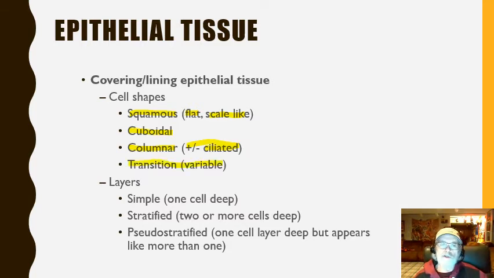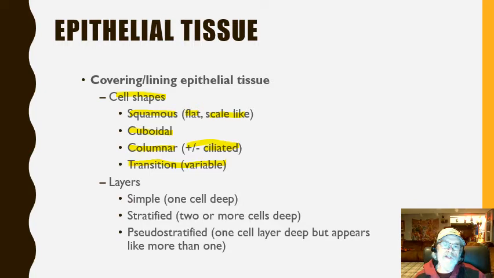And transitional cells. Transitional cells are cells that don't look squamous, they don't look cuboidal, they don't look columnar, but they're basically in transition. They're something that's changing a little bit, so they look a little bit different. They look a little bit atypical. The bladder has transitional cells. They're able to stretch and stuff like that. So these are some cell shapes that we talked about.